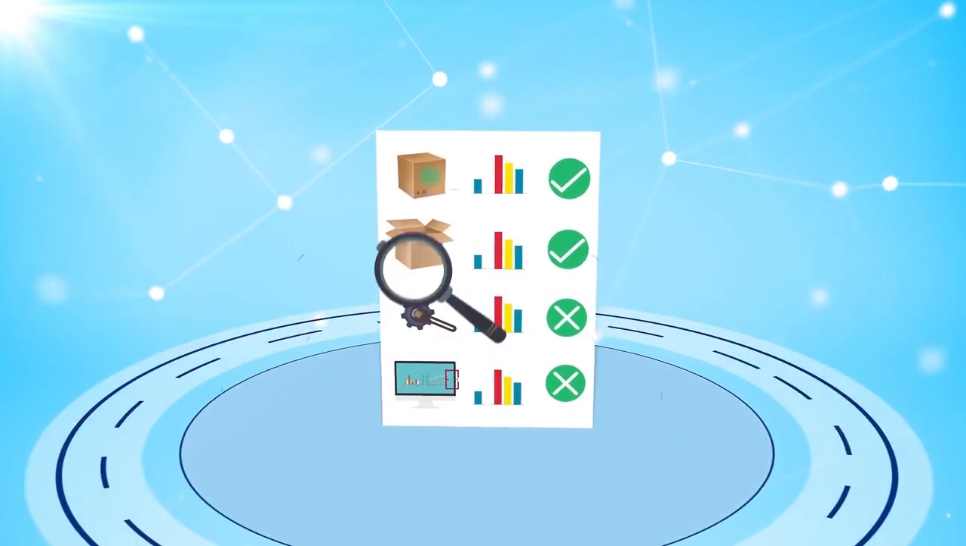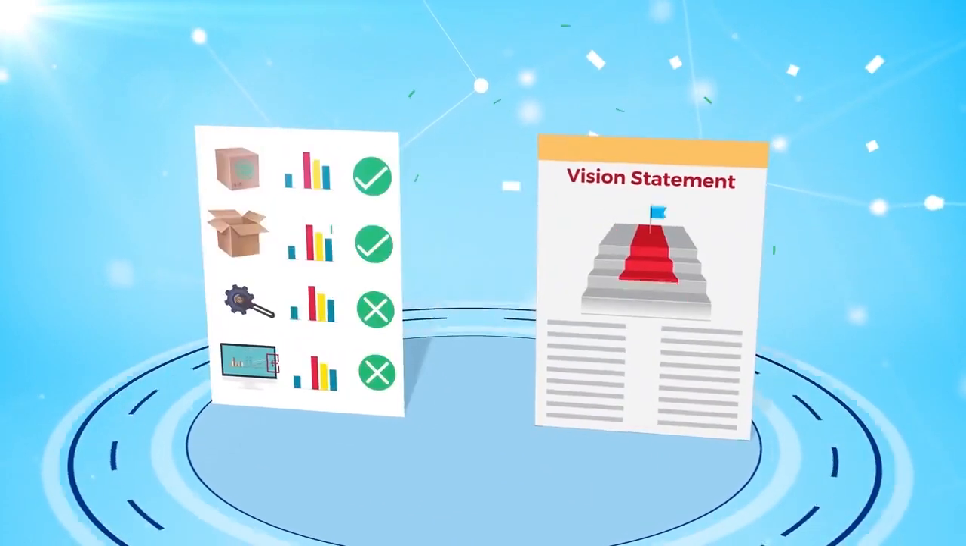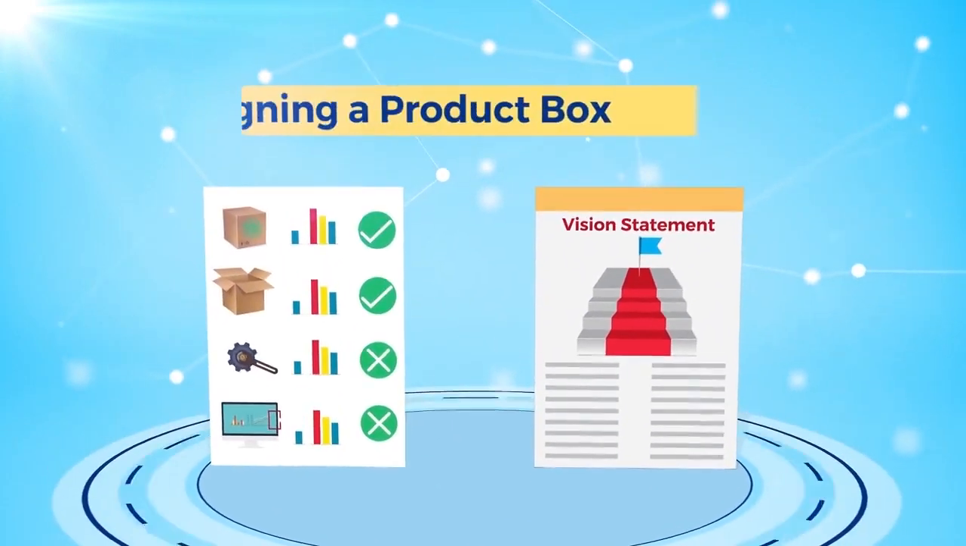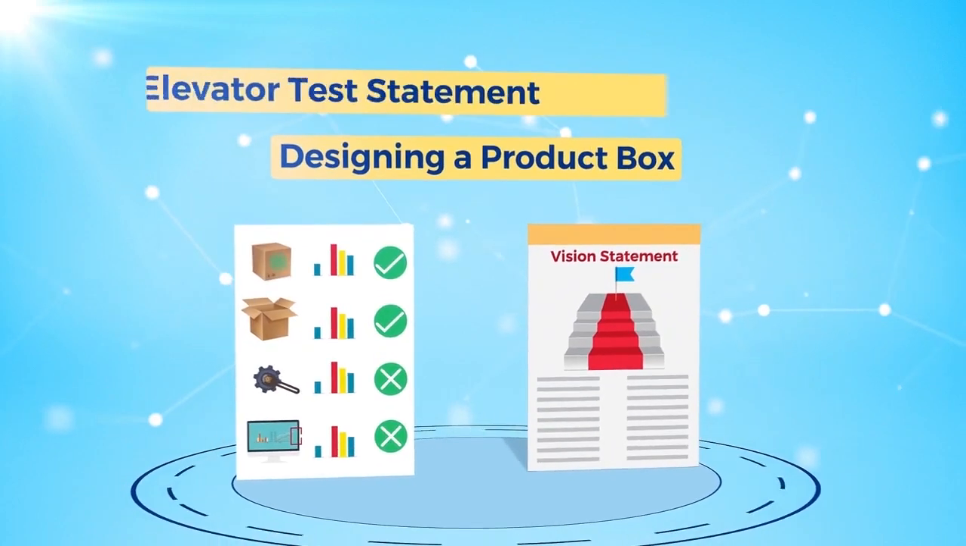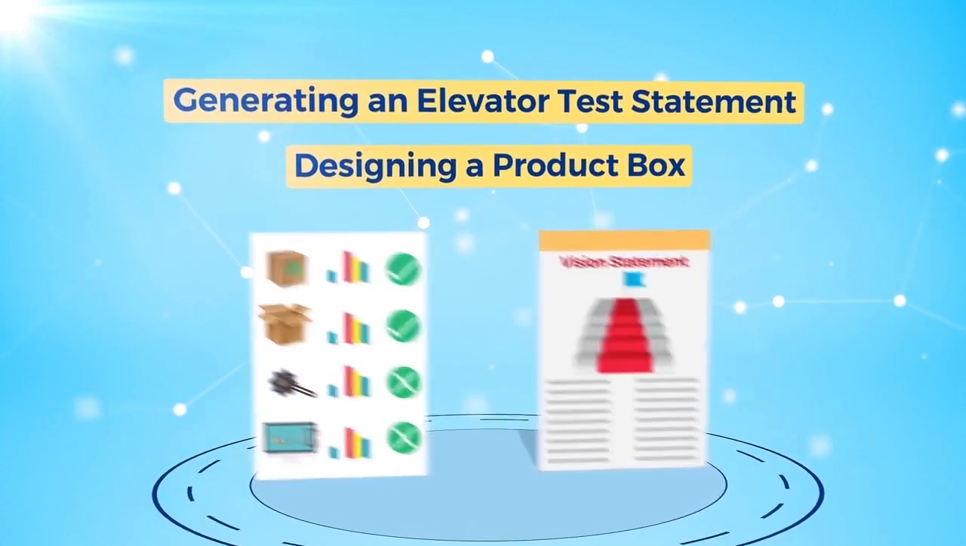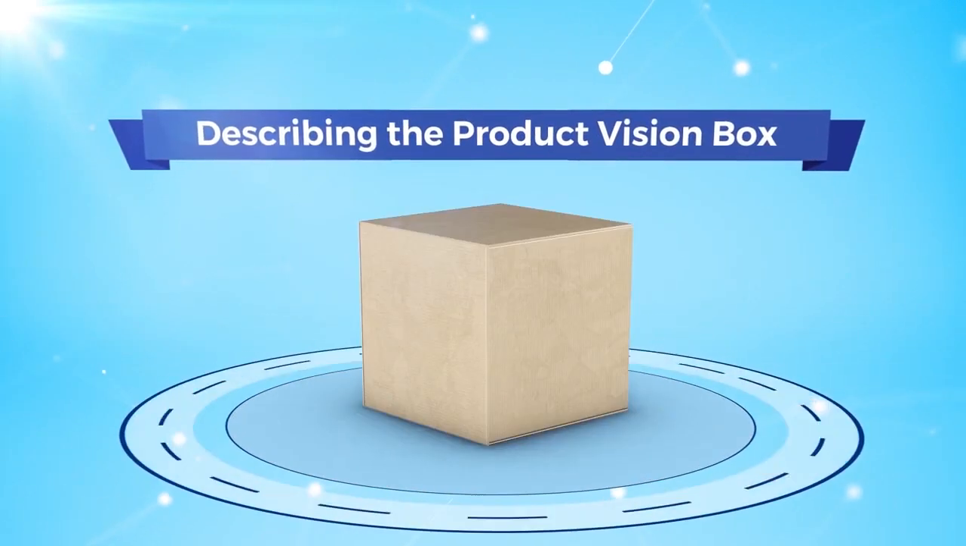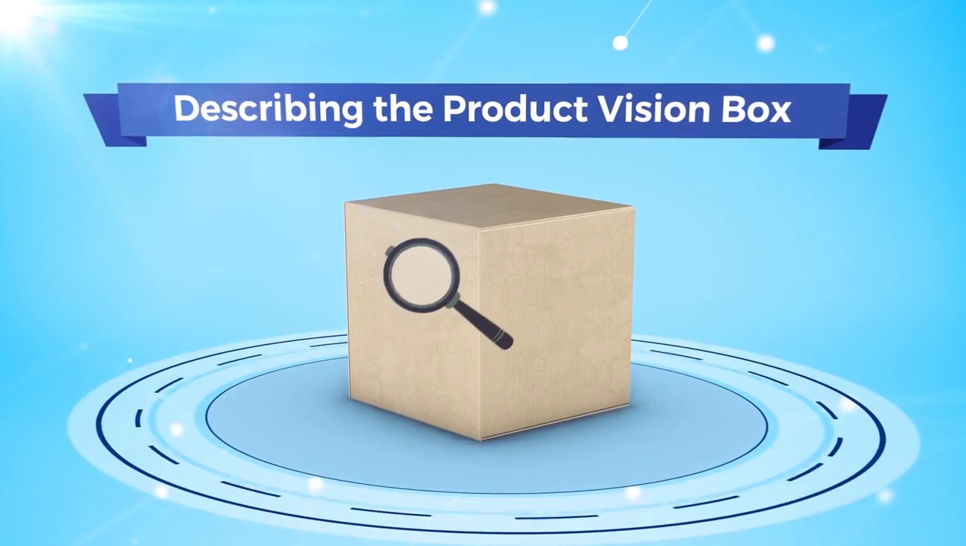The product owner often collaborates with other key stakeholders to develop a product vision. Two activities that can help stakeholders formulate an appropriate product vision are designing a product vision box and generating an elevator test statement.